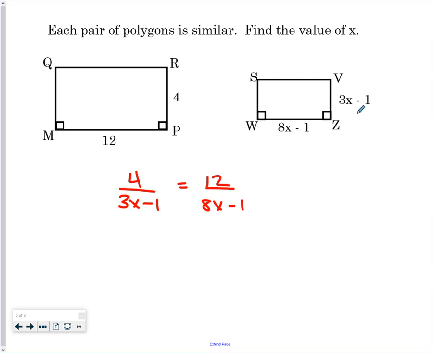So just like yesterday, I have a proportion. I have a fraction equal to a fraction. How do I solve this? Cross multiply. I'm going to take this times this equals this times this, right? So I'm going to take 4 times 8x minus 1 equals 12 times 3x minus 1. I want you guys to try to finish it from there. So this is just like yesterday, okay? I'll do it for you in a second, but I want you to try first.